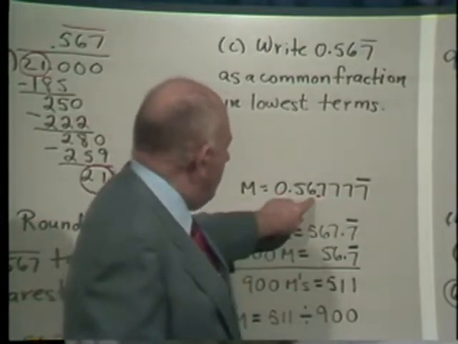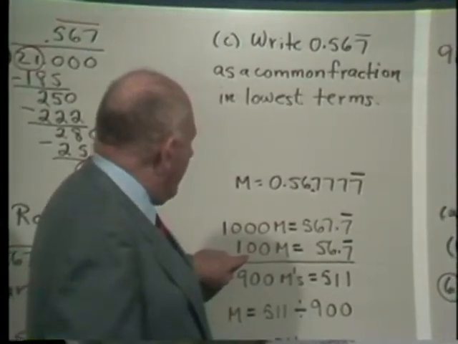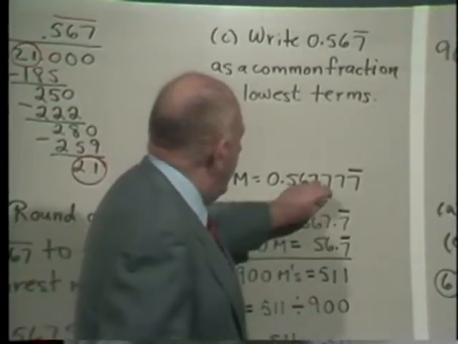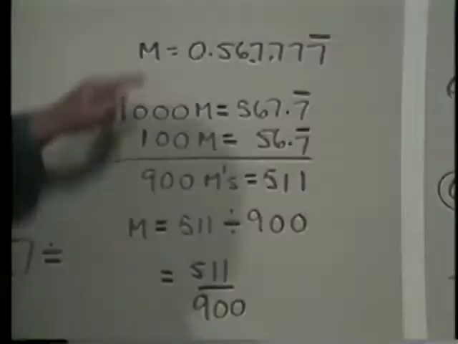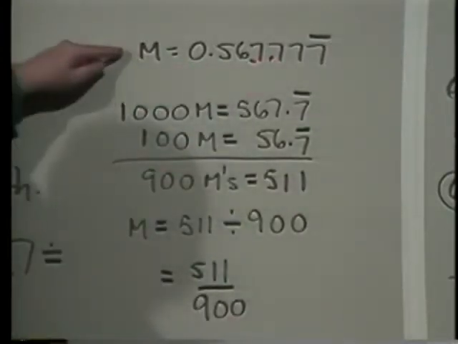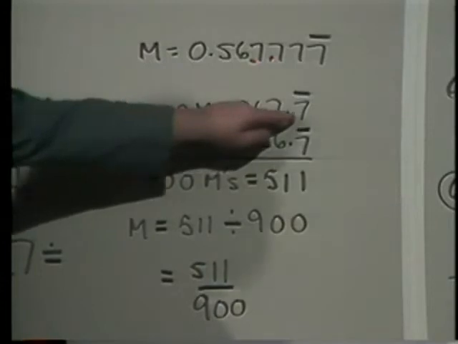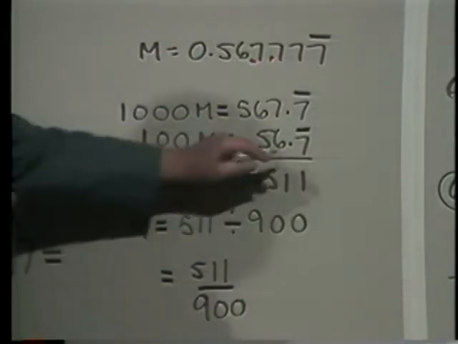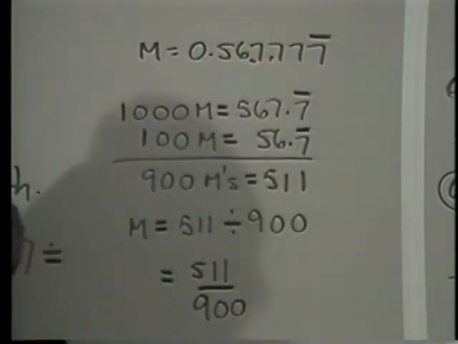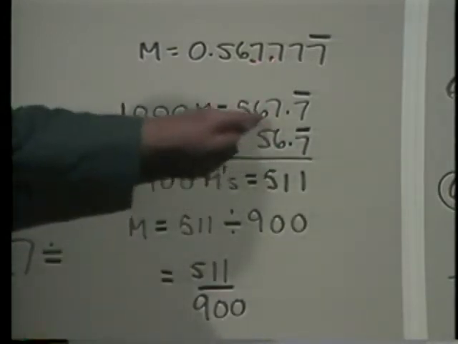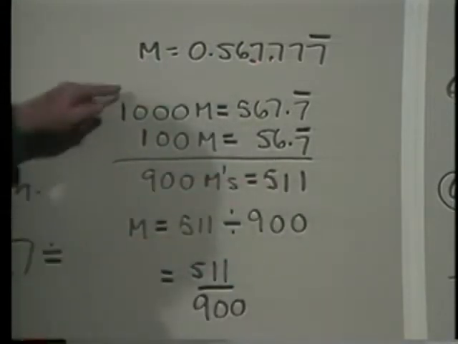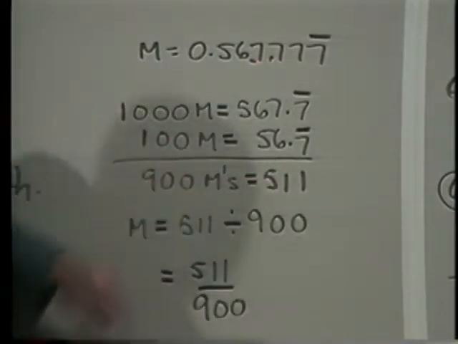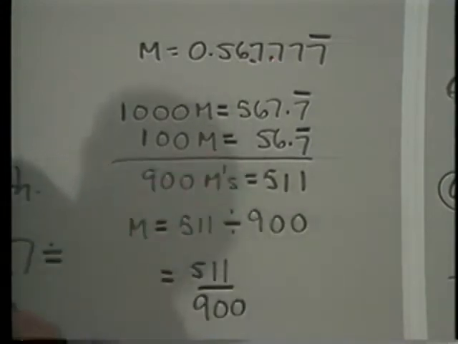Moving the decimal point 2 places is the same as multiplying by 100. The next place I can put the decimal point is between the first 7 and the second 7. That's multiplying by 1,000. In other words, 1,000m is 567.7 bar. 100m is 56.7 bar. The important point now is that when I subtract, the decimal parts cancel. 7 bar minus 7 bar is 0. What am I left with? 567 minus 56 is 511. 1,000 m's take away 100 m's is 900 m's. If 900 times m is 511, m itself must be 511 divided by 900.